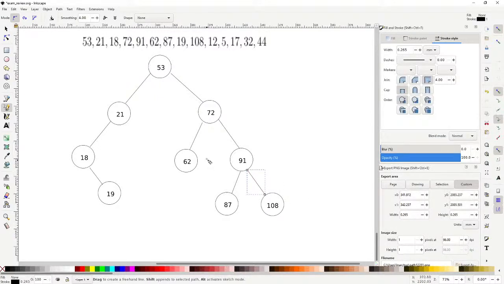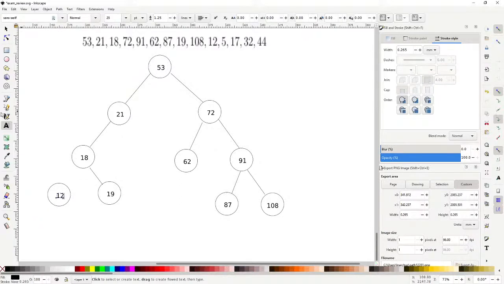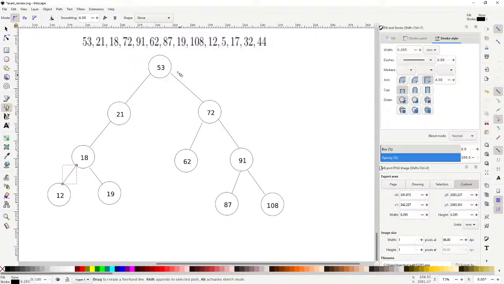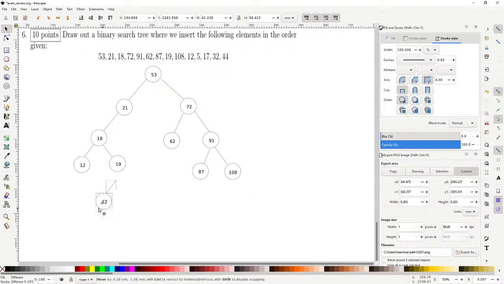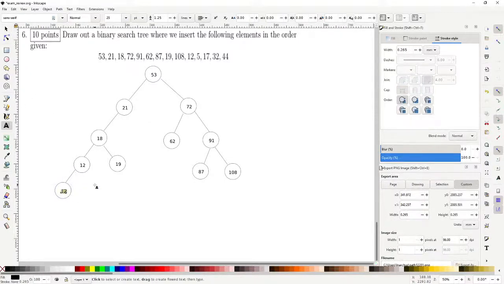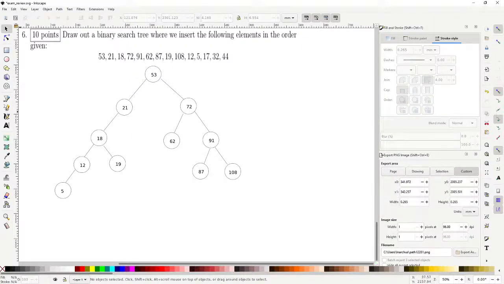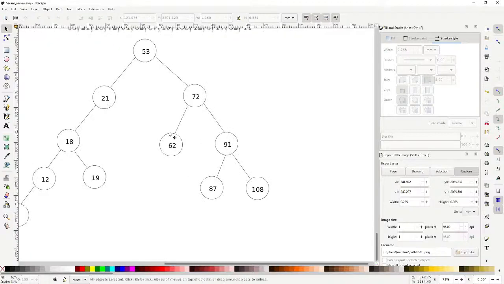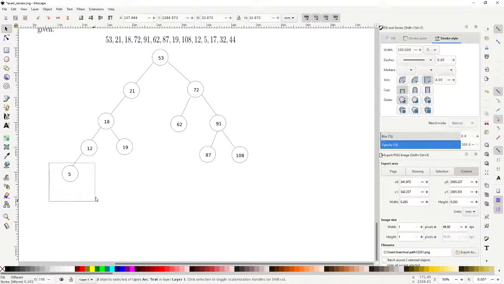Yep. So I think we're almost done, right? So now we have 12, which is the smallest thing in the tree, so it goes all the way left. And then what? 5. So 5 is, again, the smallest thing in the tree, so it goes all the way left like this. And then what? 72, or no, 17. It's bigger than 12, less than 18, so it goes here.